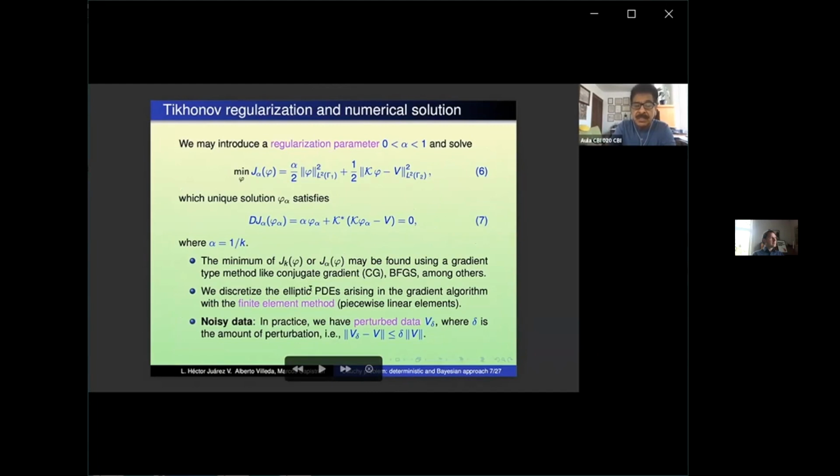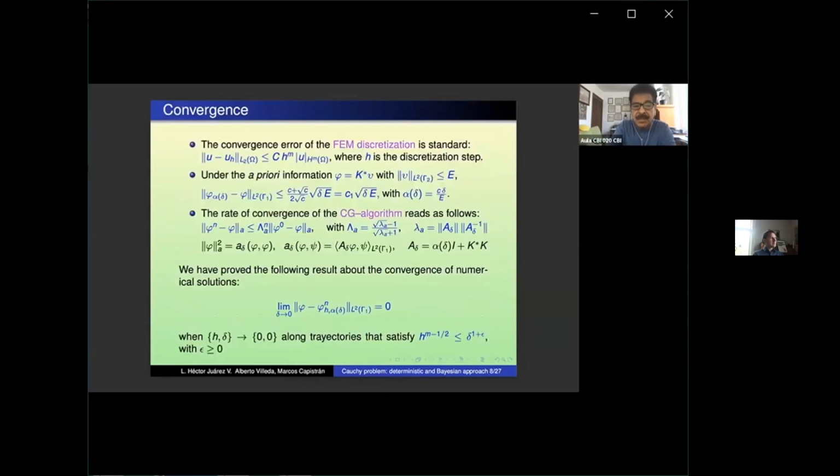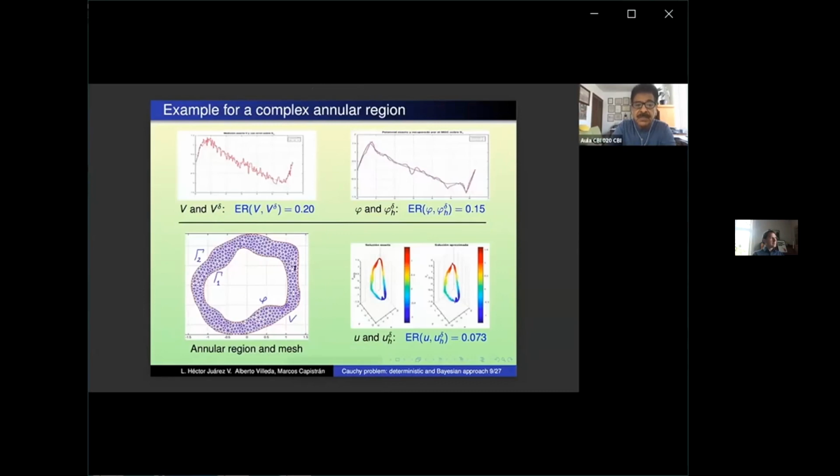In the left figure, we show a 20% perturbation of the exact data on the outer boundary. In the right-hand side, in this figure, we show the numerical solution on the inner boundary. This is similar results, but with another annular region. The results are very, very good.